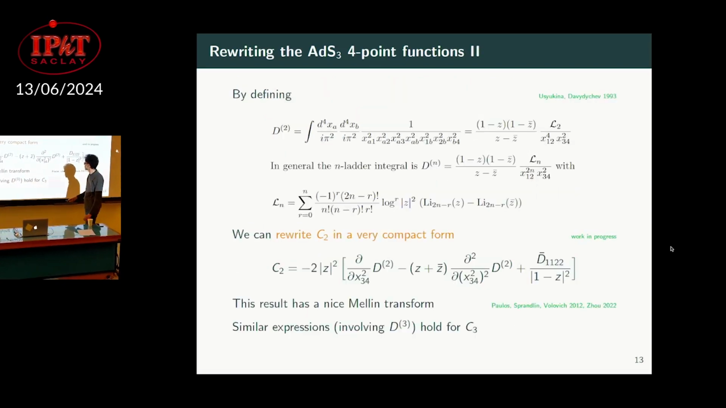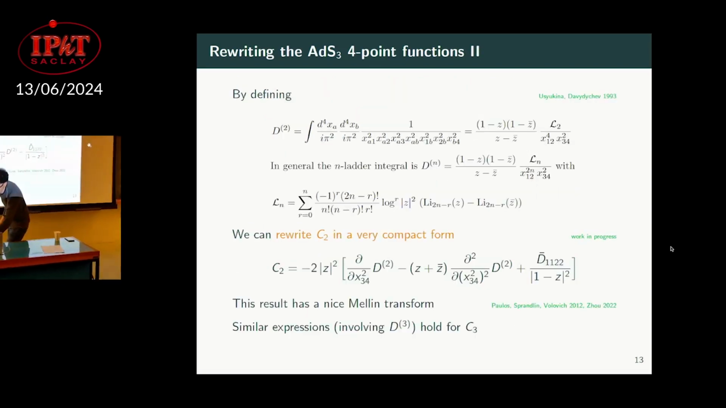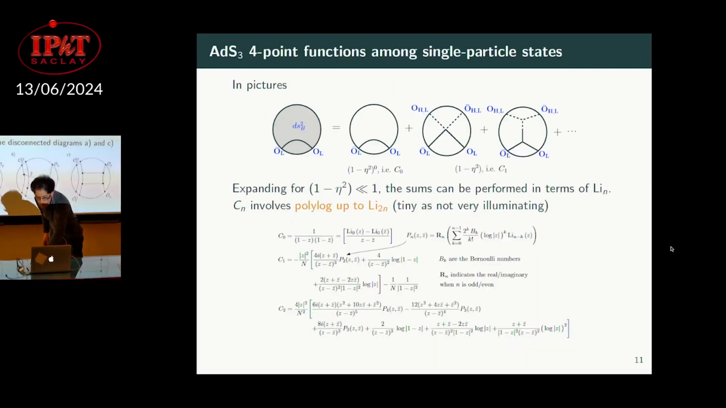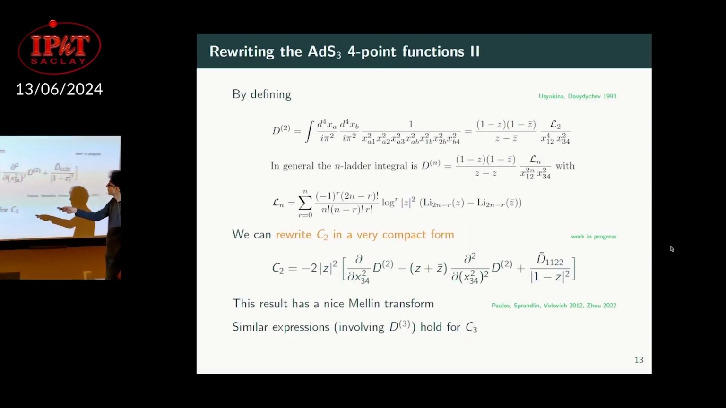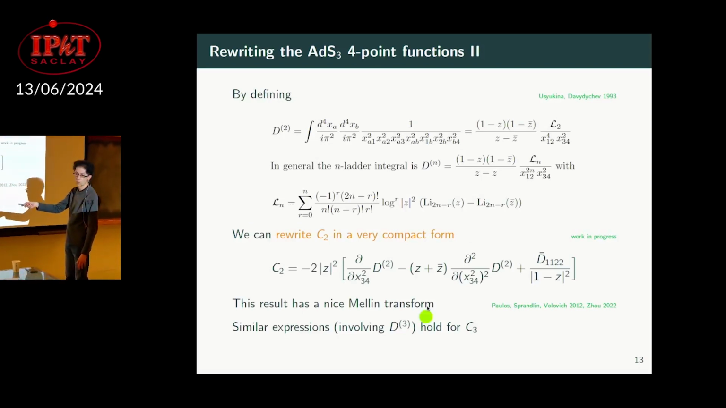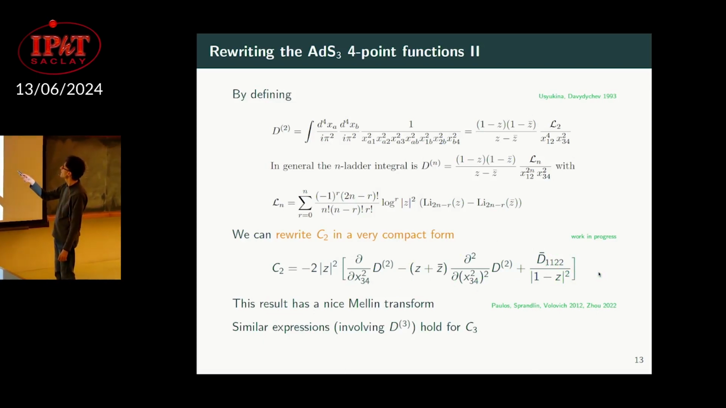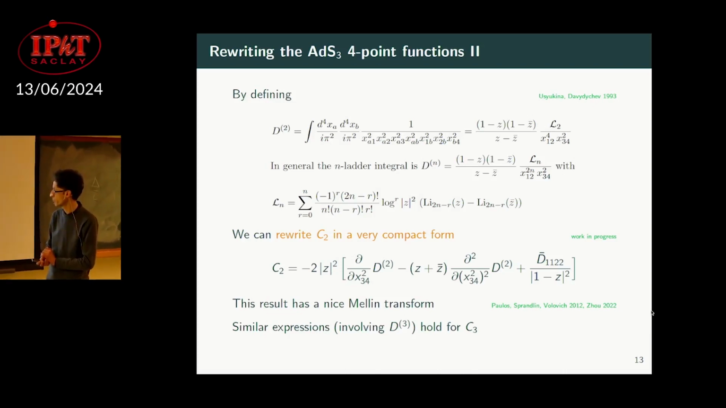And then you can check that this complicated answer here can be rewritten in terms of just the sum of these two terms. The extra advantage of this is that this object here has a nice Mellin transform, as was discussed in these papers. And so this maybe is the beginning of also studying these multiparticle correlators in Mellin space instead of configuration space.